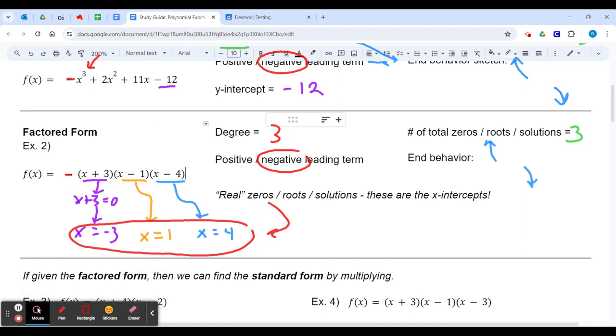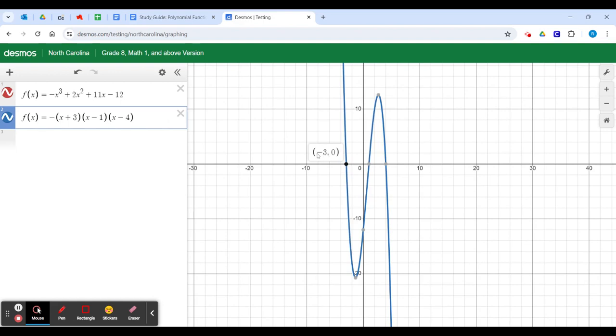So just want to check this out, confirm that all that lines up. We've already talked about degree, total number of zeros, and behavior, and that sort of thing. So just checking out our zeros here on our graph. If we look, there indeed is a 0 at -3, +1, and +4.